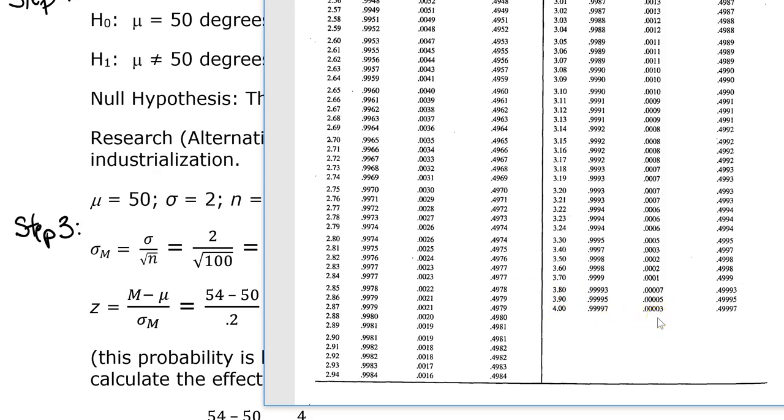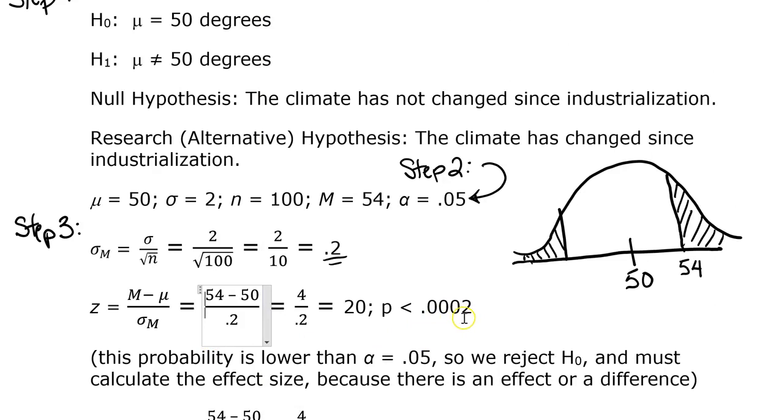So our probability is going to be less than this number here, 0.00003. I put 0.0002, but it would actually be 0.00003. So probability is less than. Okay? Because 20 is way past 4. So the probability is tiny, tiny, tiny. Okay? So this probability is lower than alpha equal to 0.05, right?